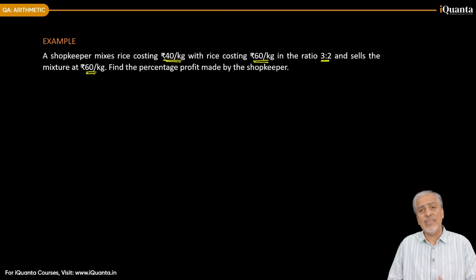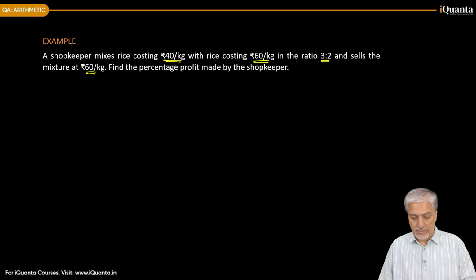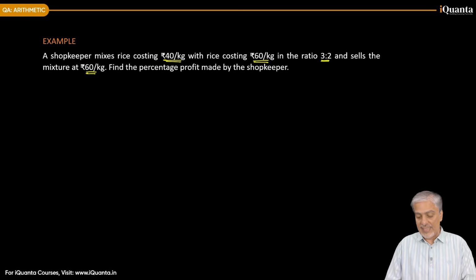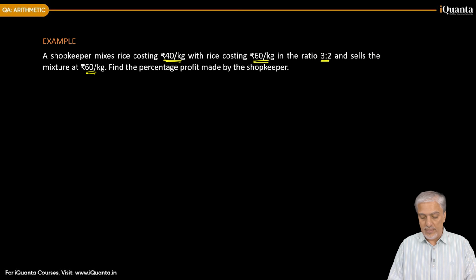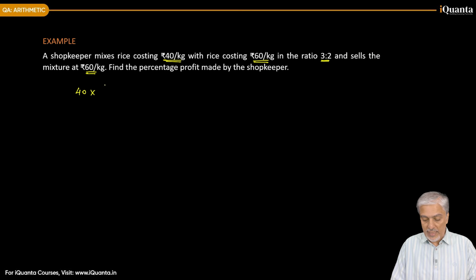Here there's no cheating as such, but he's mixed something at 40 and something at 60, and he's selling it at 60. So find the profit percentage. I'll discuss a couple of approaches. First we'll find his cost price. 40 into 3, suppose he bought 3 kgs over here, and 60 into 2, he bought 2 kgs over here.